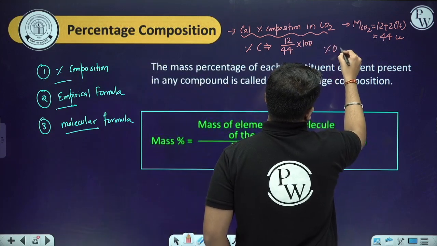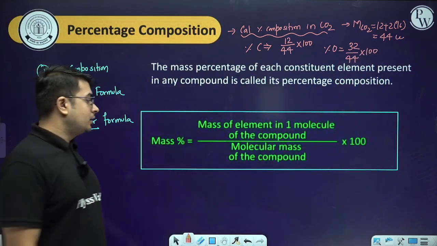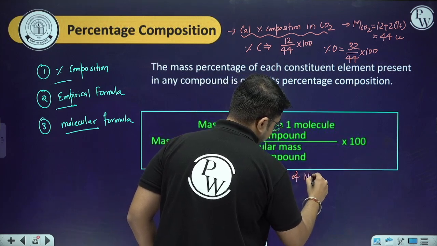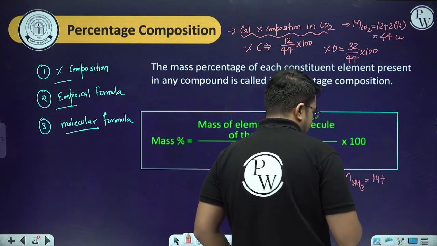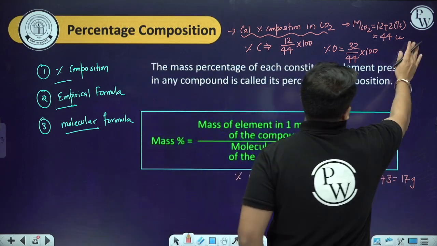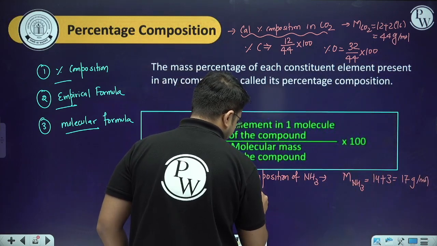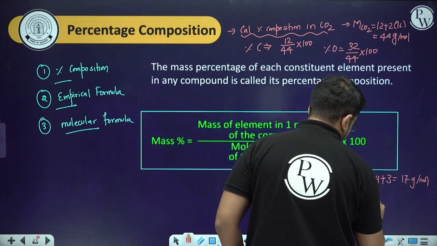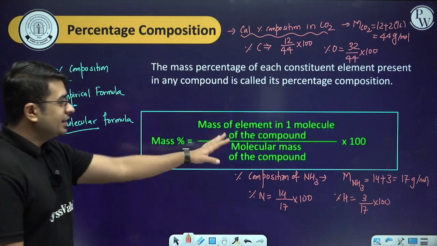What is the percentage of oxygen? Total is 32 divided by 44 multiplied by 100, and that's how you can calculate. Let's say I want to calculate the percentage composition of ammonia. So the molar mass of ammonia is 14 for nitrogen and 3 for hydrogen, that will be 17 gram, again grams per mole, because I'm talking about the molar mass. So the percentage of nitrogen will be 14 divided by 17 multiplied by 100, and percentage of hydrogen will be 3 divided by 17 multiplied by 100. As simple as that. And that's how you can deal with the entire calculation part.